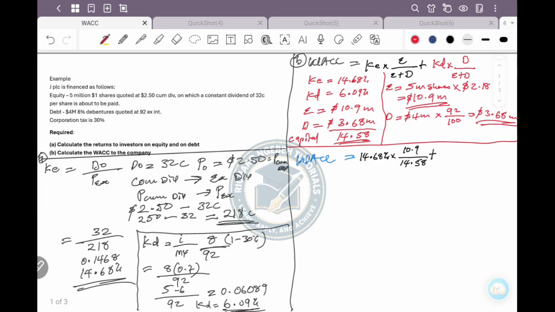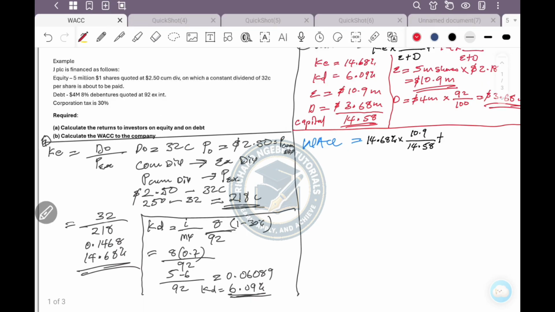The next one you're going to consider now is the debt section. So the debt section, you have the cost of debt, which is the KD. It's 6.09% multiplied by the weight of debt. What's the weight of debt? That is 3.68 upon 14.58.